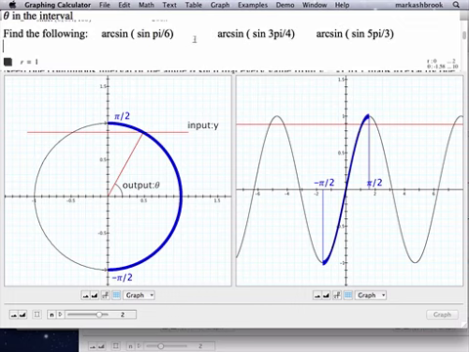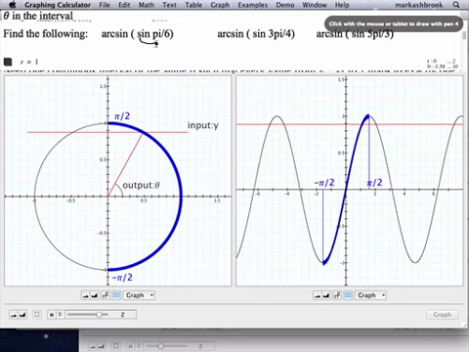So here I have a process, the arcsine of the sine of pi over 6. If we're going to do that process, what comes first? In that process, what comes first? Yeah, sine of pi over 6. So what's the meaning of sine of pi over 6? What does that mean, and what's its value?